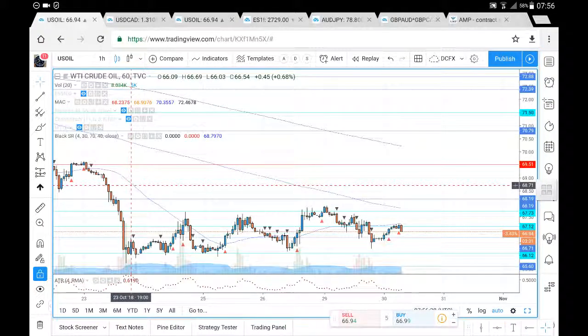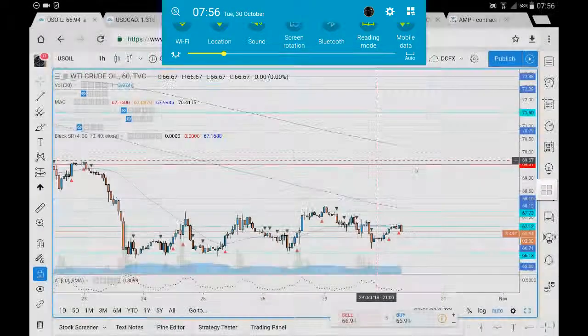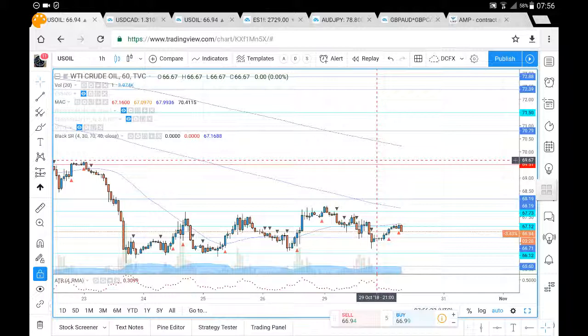So this is the US oil analysis for Tuesday, 30th of October. Now, let's just have a look at prices and where prices may likely go. So here on the US oil, we've had prices break above the 66.71, rally towards that 67.12. We countered resistance around 67.12, and we are pulling back here at present.